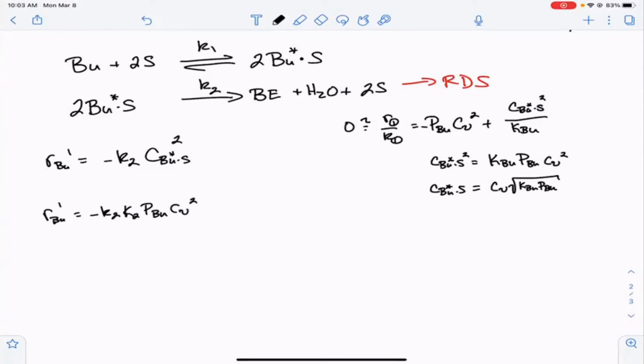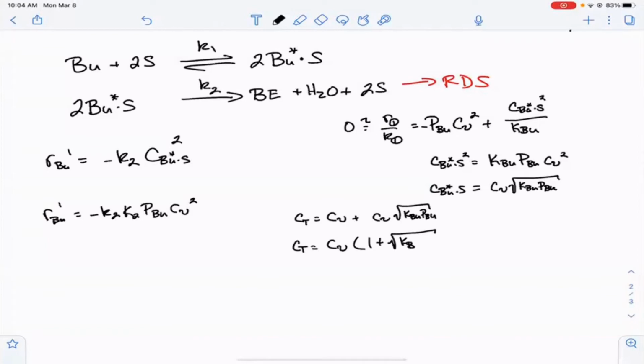And this still looks like it might work because this still has our CV squared, and we have CBU·S with CV to the first power. So when we do our site balance, this is CV plus CV times the square root of KBU times PBU, and CT then equals CV times 1 plus the square root of KBU times PBU, okay? Or CV equals CT over 1 plus the square root of KBU PBU.